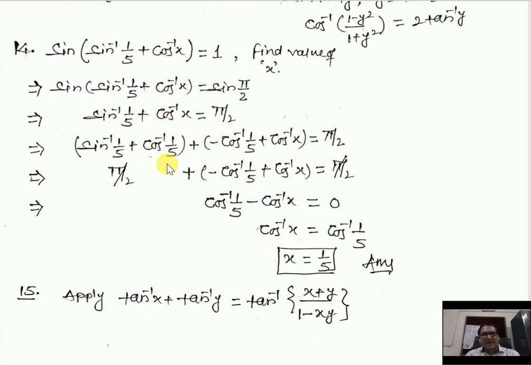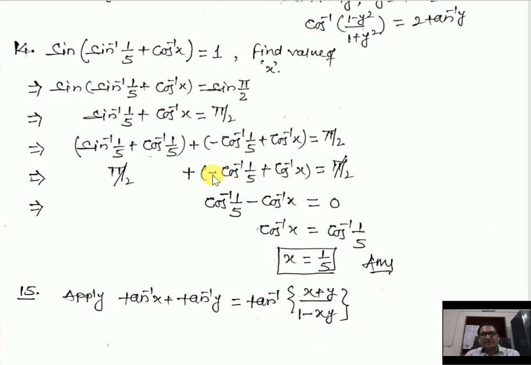So if I am adding cos inverse 1 upon 5 over here, at the same time you have to subtract it also to make the balance. So minus cos inverse 1 upon 5 plus cos inverse x. This value is what? Pi upon 2. Right hand side is also pi upon 2. Pi upon 2 gets cancelled. Right hand side is what? 0.